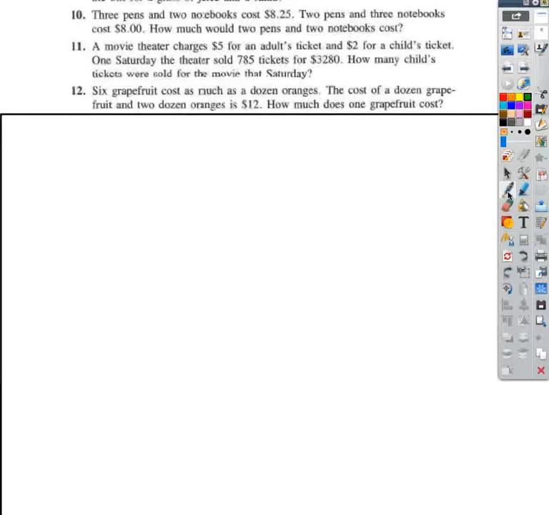Grapefruit's wonderful. 6 grapefruit costs as much as a dozen oranges. So that means 6 grapefruit are going to equal a dozen oranges. So that's 12. The cost of a dozen grapefruit, so that is 12 grapefruit, plus 2 dozen oranges, is $12. How much does a grapefruit cost?